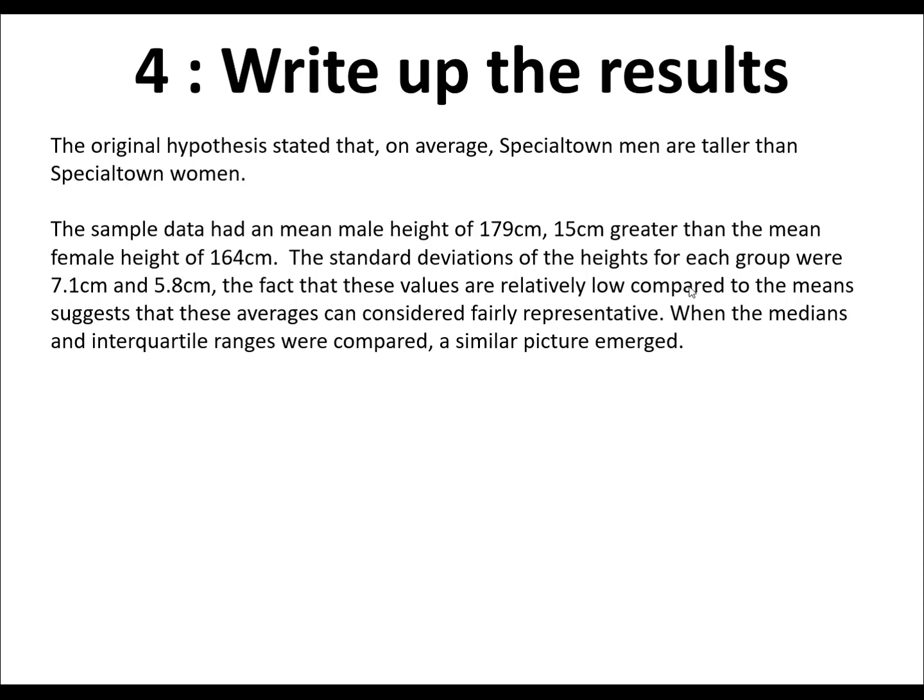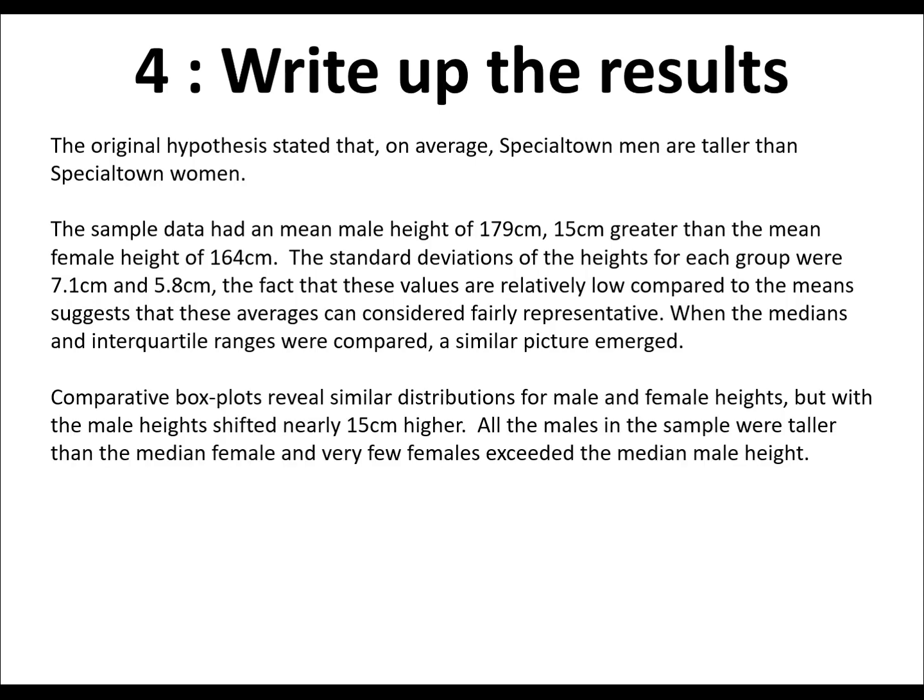The medians and interquartile ranges offered a very similar picture to the means. I haven't quoted all the numbers there because there isn't space. You should put those in too. I then looked at comparative box plots, which revealed remarkably similar distributions for males and females, but with the male heights just shifted 15 centimetres higher. All the males in the sample were taller than the median female, and very few females exceeded the median male height.